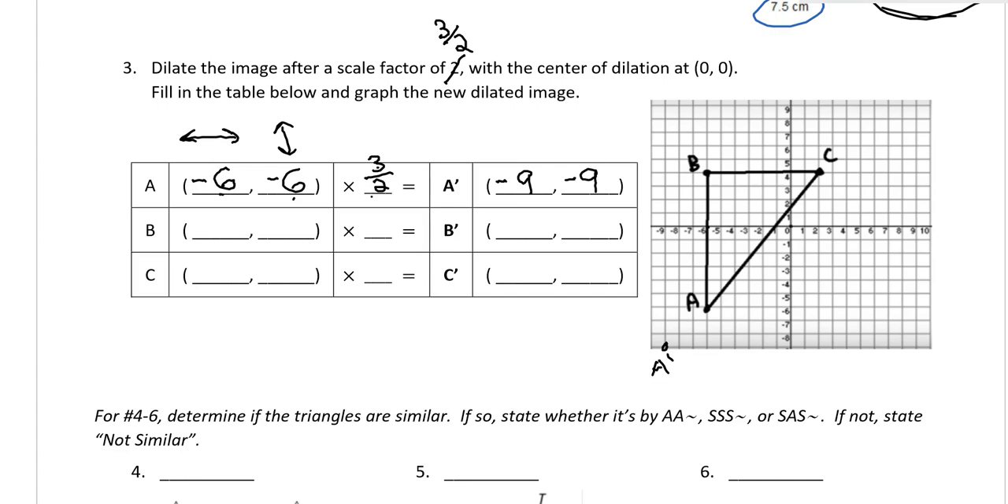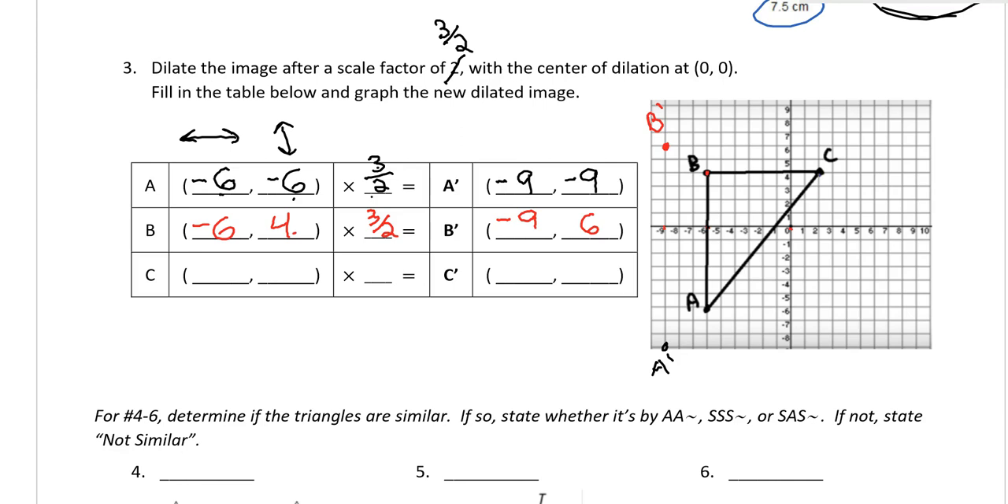Alright, B. Point B is here. That's at, I went left 6, so -6, up 4. Going to use a scale factor of 3/2. -6 times 3/2 is -9. 4 times 3/2 is 6. I'm going to go over 9, up 6. And I get B prime.